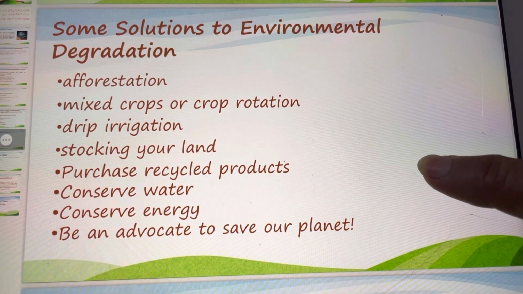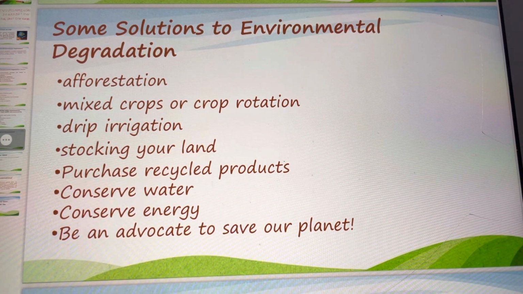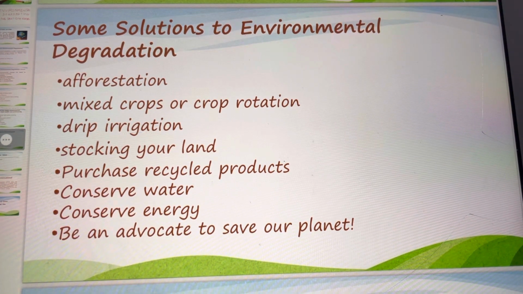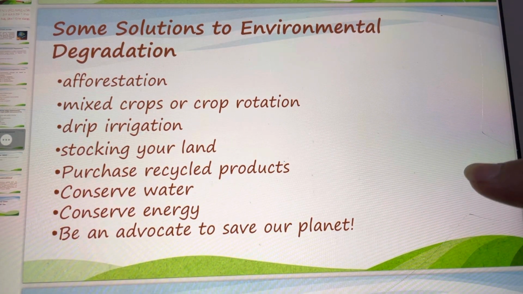Purchase recycled products. Recycled products must be purchased, and people must be informed about this. These are products that can be recycled, जिसको दोबारा उसका use किया जा सकता है, and that cannot create problems of environmental degradation, and that can become a solution to environmental degradation.